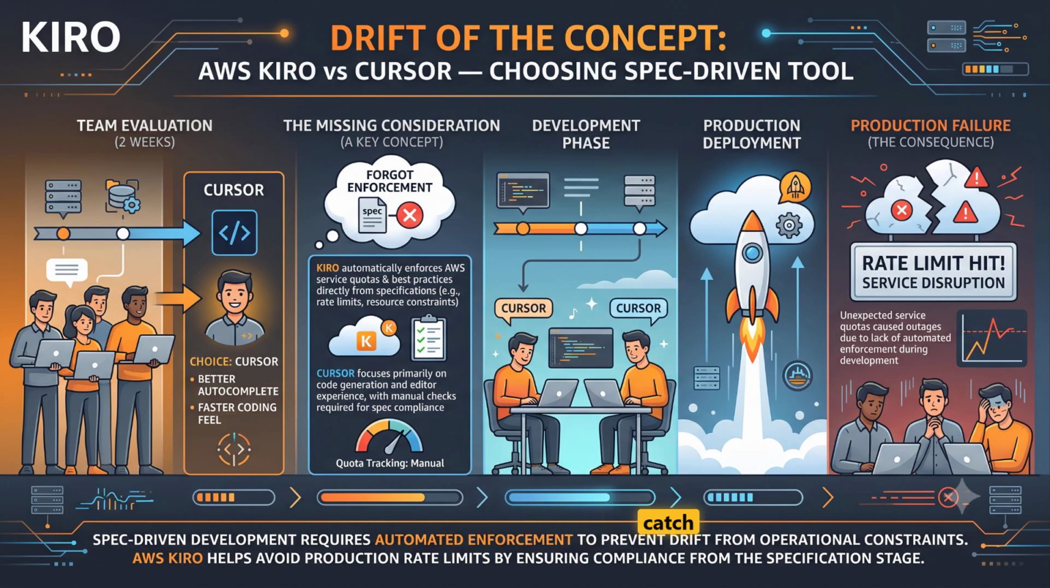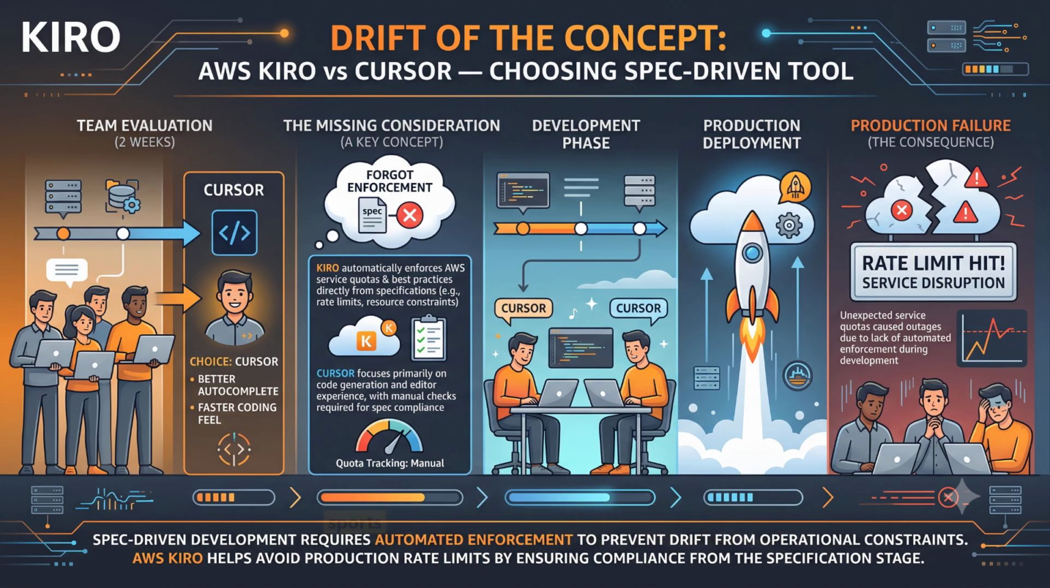By the end of this video, you will be able to catch hidden runtime limits in your next PR before a single line of code ever reaches your main branch. Look over at the team on the far left. They spent 2 full weeks evaluating AI tools, comparing Cursor against AWS Kiro. Cursor won them over with sleek inline suggestions and snappy autocomplete.